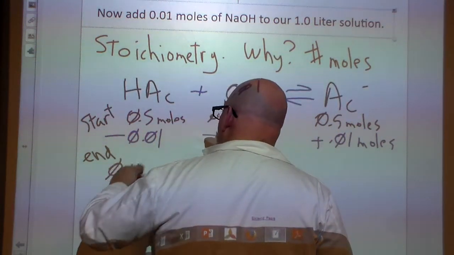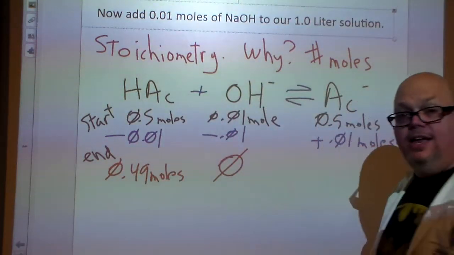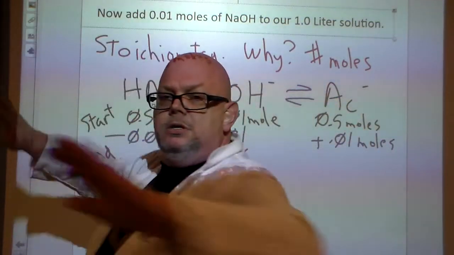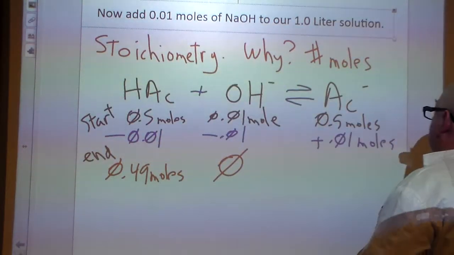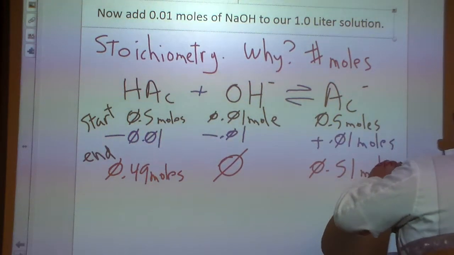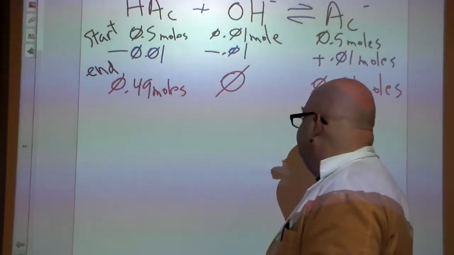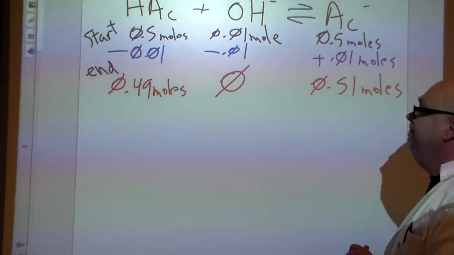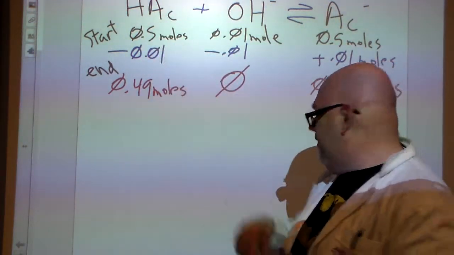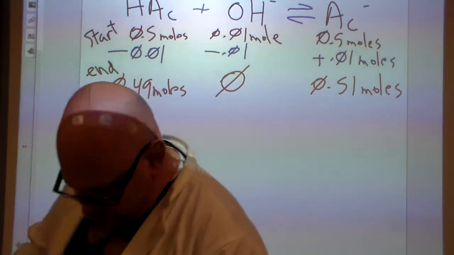So now we have 0.49 moles. We have 0 of the OH, which is what we expect because all the OH is used up and cancels everything out. And over here we have 0.51 moles. Now we've done the stoichiometry part. This is key because the OH is doing as much damage as it can to this one. So now let's see what we've got going for us.